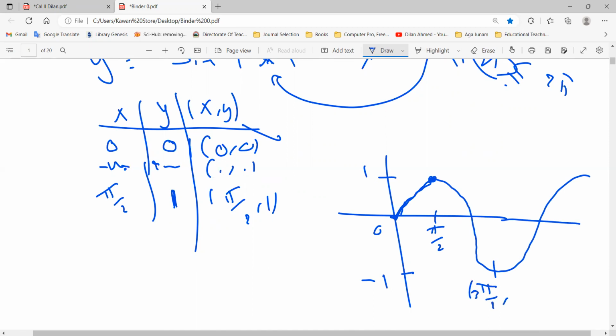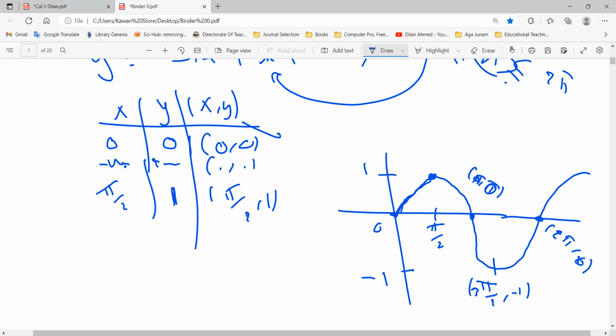3 pi over 2 and minus 1. And here will be pi and 0. And here will be 2 pi and 0. You know about that one, right? Easy. Now we change the graph.